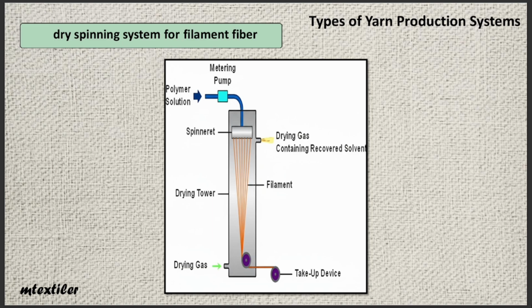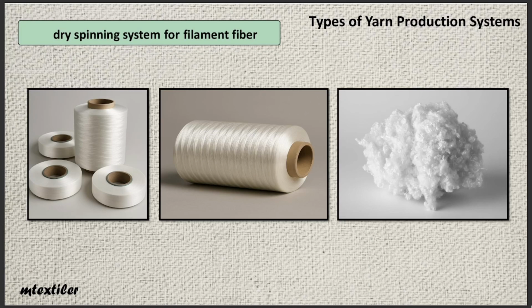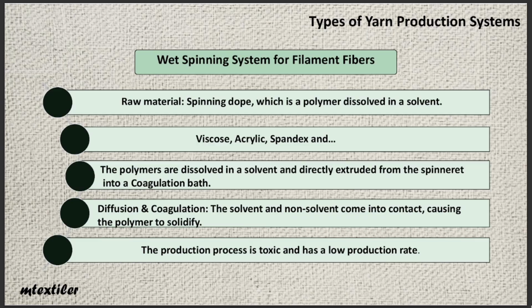The yarn is wound onto a bobbin, and this type of yarn can also, depending on the need, be cut, textured, twisted, or used directly for fabric production. Here you can see various bobbins of yarn produced using this method, as well as cut fibers intended for use in staple fiber spinning systems. Now we move on to wet spinning to examine its characteristics.